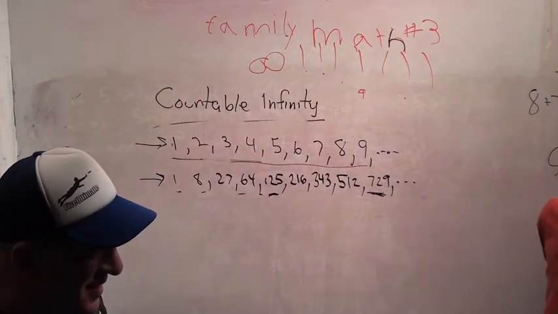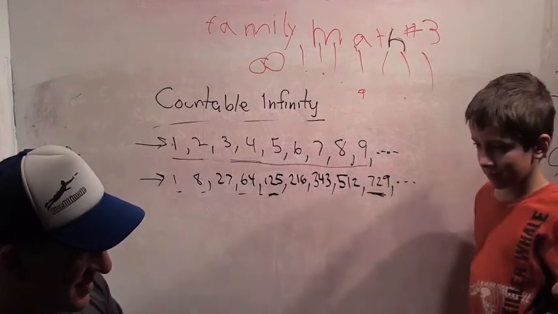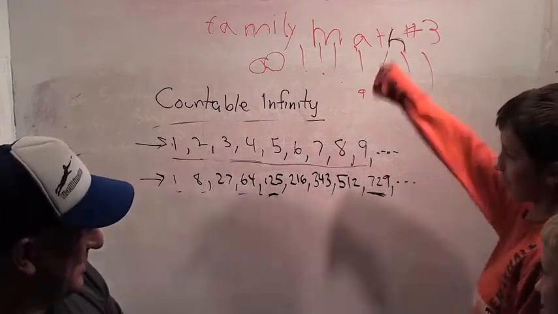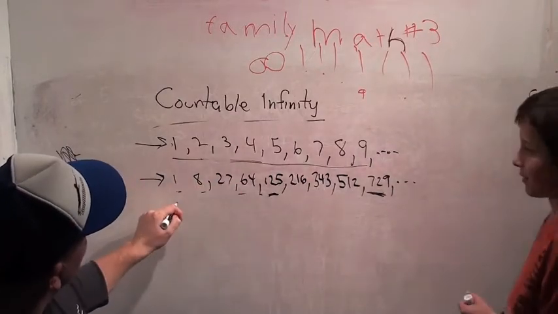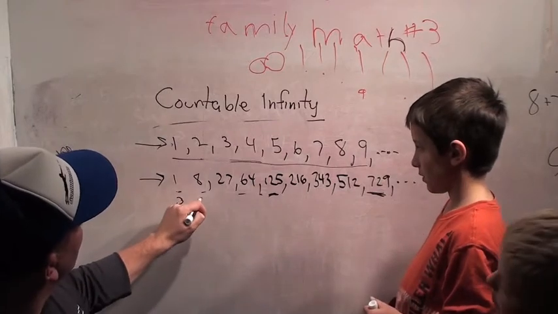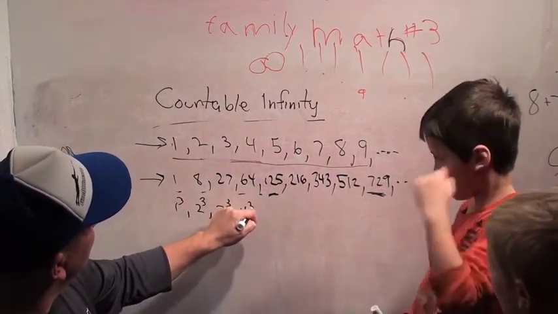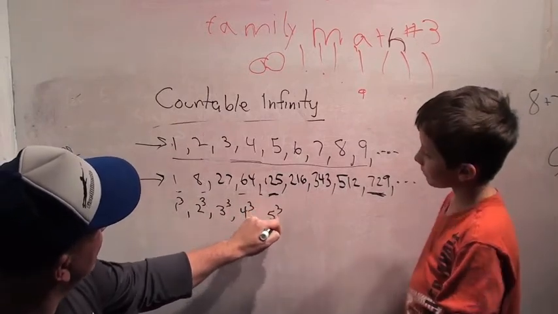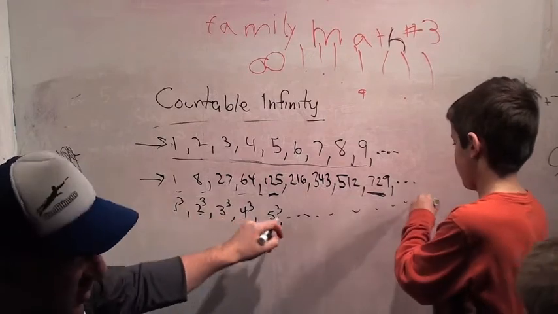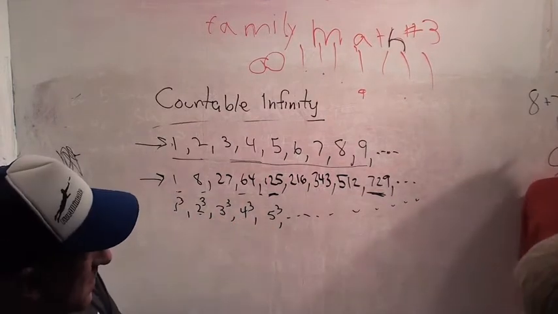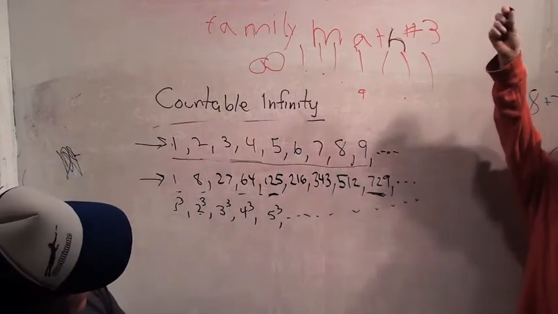But you know what? When you go all the way to infinity, which list has more? They're the same. Isn't that crazy? You can rewrite it. Because you can count these by doing this: 1 cubed, 2 cubed, 3 cubed, 4 cubed, 5 cubed, etc. So this list also would go 1, 2, 3, 4, 5. Awesome.